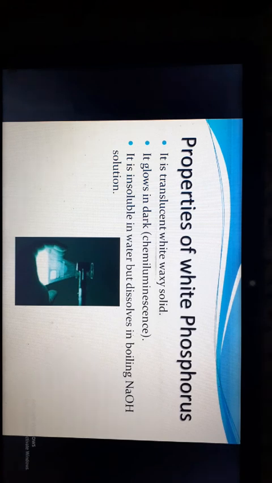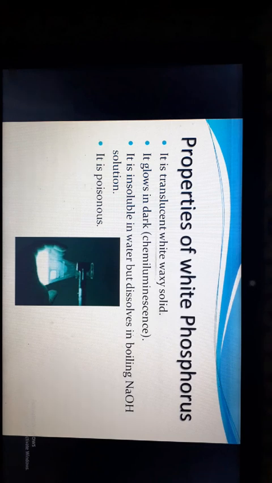It is insoluble in water. If you put white phosphorus in water, it will not dissolve, but it will dissolve in NaOH, on the condition that the NaOH should be boiling. If you combine white phosphorus with NaOH at normal temperature, it will not dissolve. But if the NaOH is at a higher temperature, that is boiling, only then will white phosphorus dissolve.